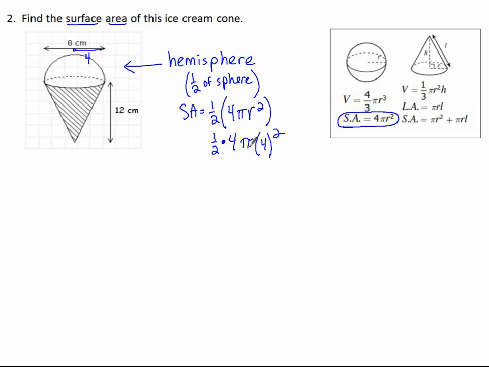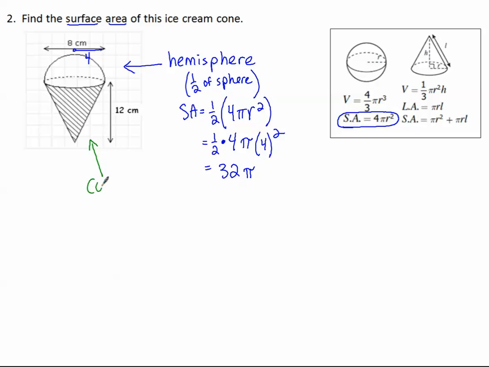When I'm not to the final answer, I'm not going to type in the pi just yet because I don't want to round too soon. So half of 4 is 2. 4 squared is 16. 2 times 16 is 32. So this makes 32 pi. Now let's do the cone.